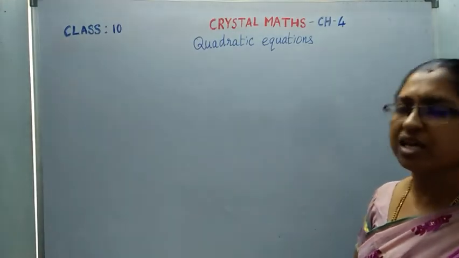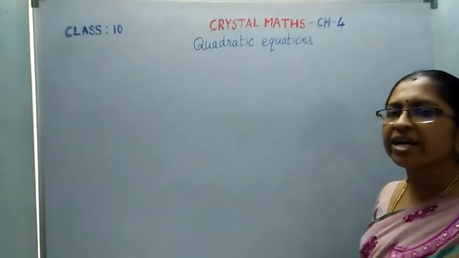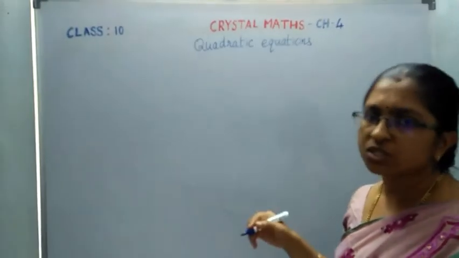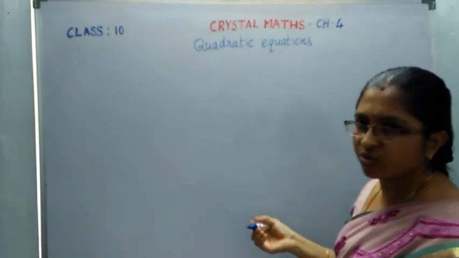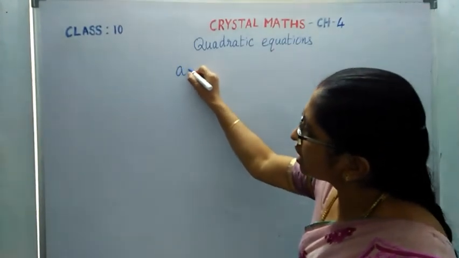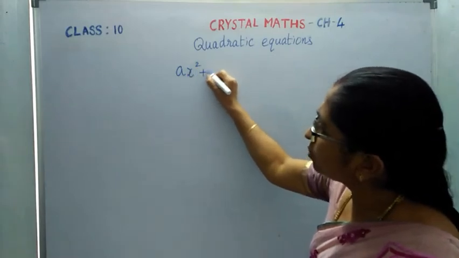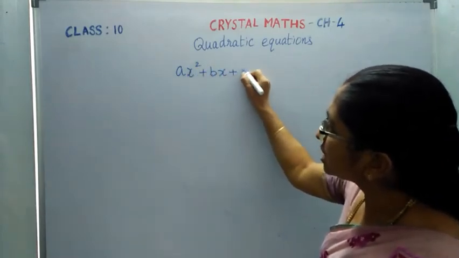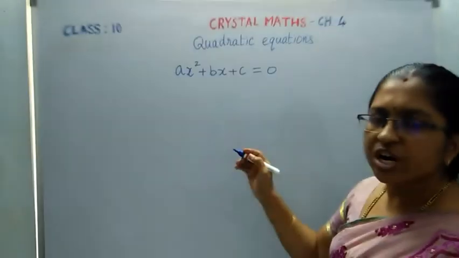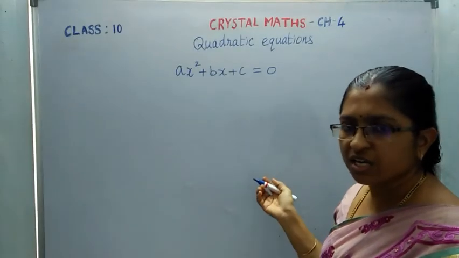Class 10 CBSE Chapter 4 Quadratic Equations. What is a quadratic equation? Any equation of degree 2 is called a quadratic equation. The general form of a quadratic equation is ax square plus bx plus c equal to 0. This is the general form of the quadratic equation.